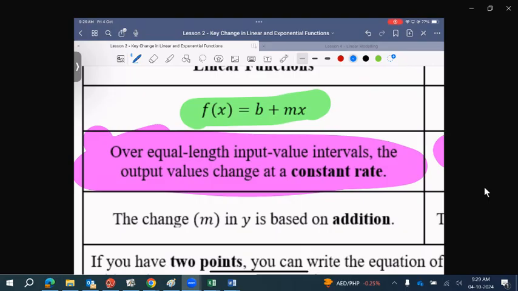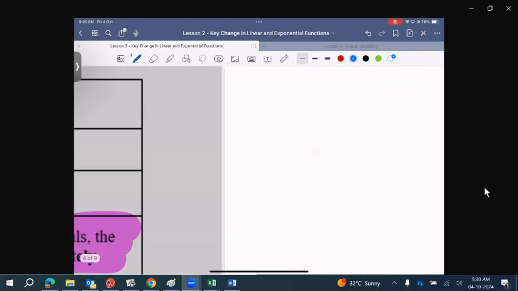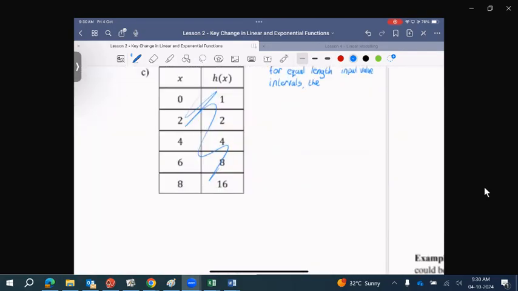Now let's hear Arnav, who didn't say it. Sorry, Arnav, can we read this out loud? For equal length input value intervals, the output value should change constantly. Thank you, Arnav. That will do me. So, what is the answer here?